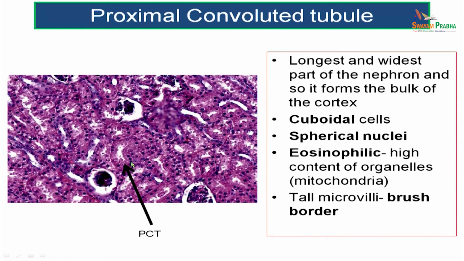how do you identify the proximal convoluted tubule? This is one proximal convoluted tubule which is pointed out through an arrow. You can see that it is lined by cuboidal cells. The nucleus is spherical. The cytoplasm is darkly stained eosinophilic, that is because you have a high content of organelles, that is mitochondria. Also, from the apical surface of the cell you have tall microvilli, which is called the brush border.